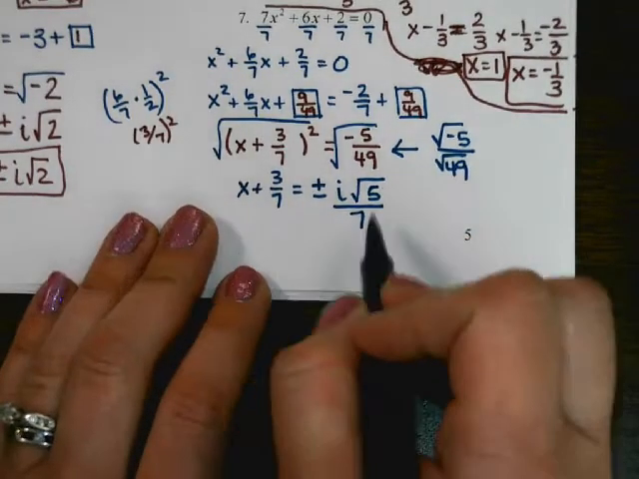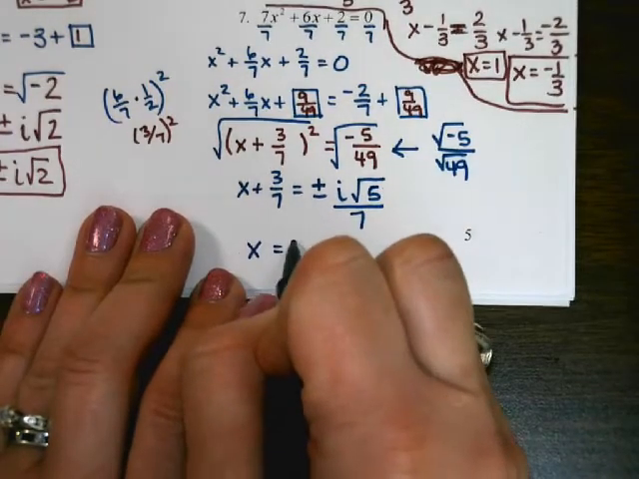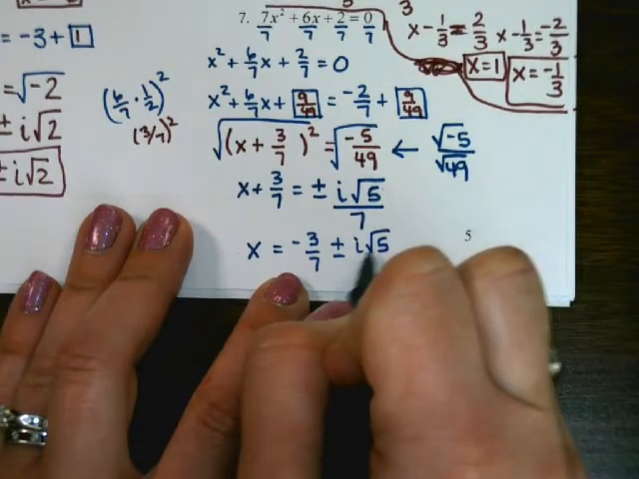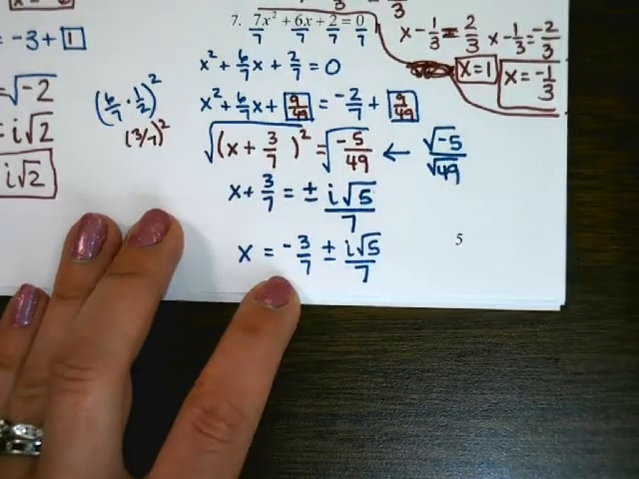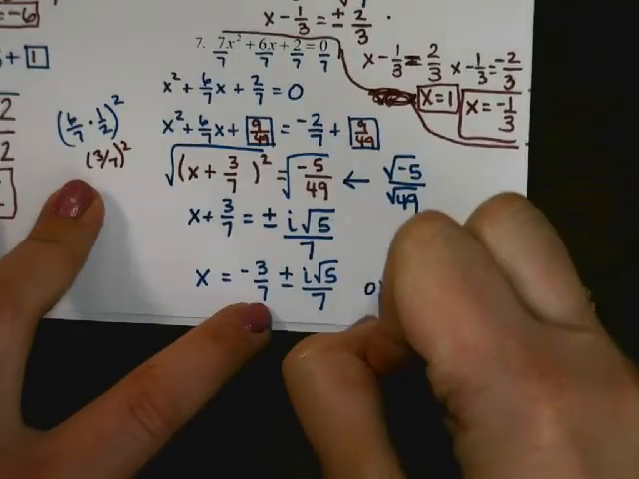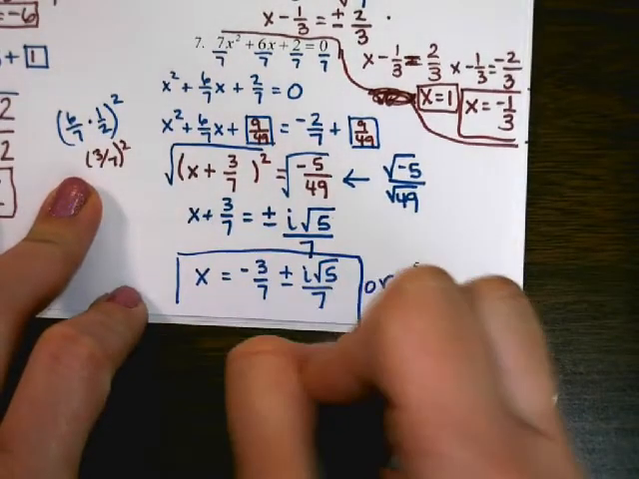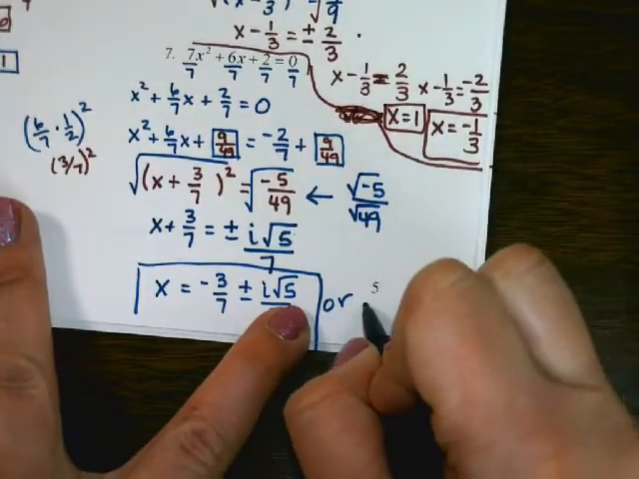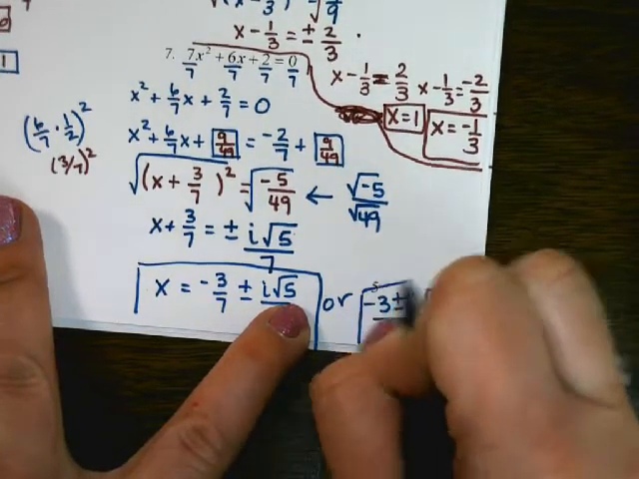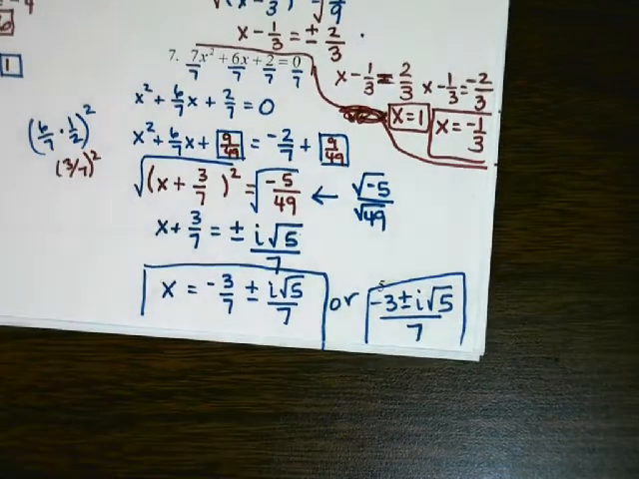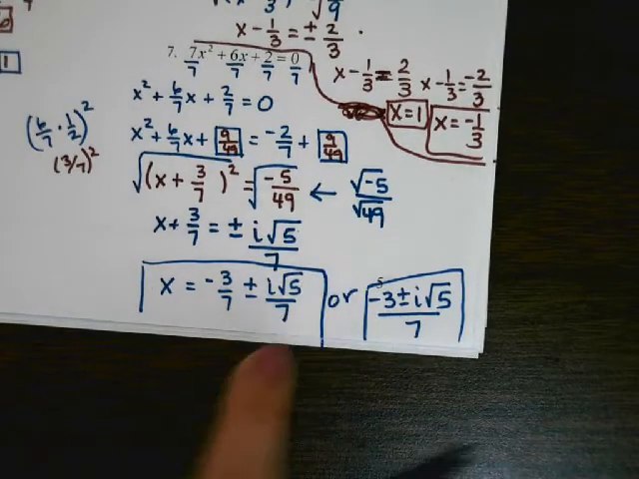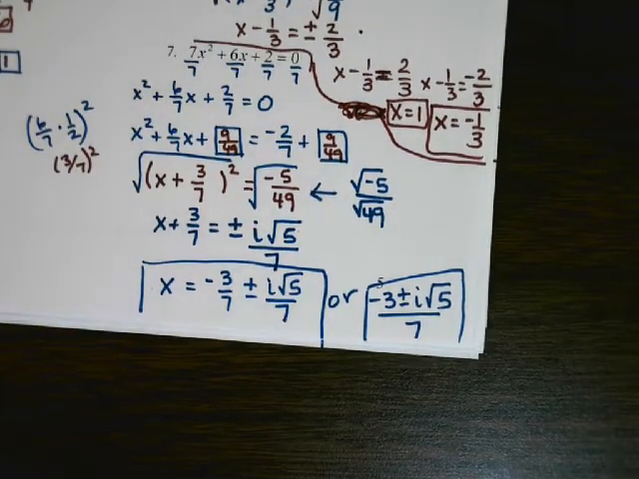And I'm just going to subtract 3/7. So x equals negative 3/7 plus or minus i root 5 all over 7. And you can leave it like that if you want, or you can put it under one denominator. I'm good with this. You could write it negative 3 plus or minus i root 5 all over 7. Either one of those is okay. You could also have plus or minus i root 5 over 7 minus 3/7 if you want. I don't care the order.